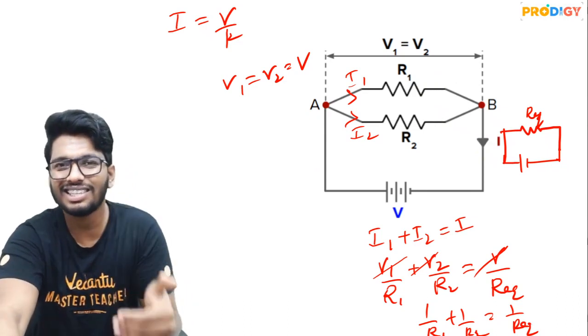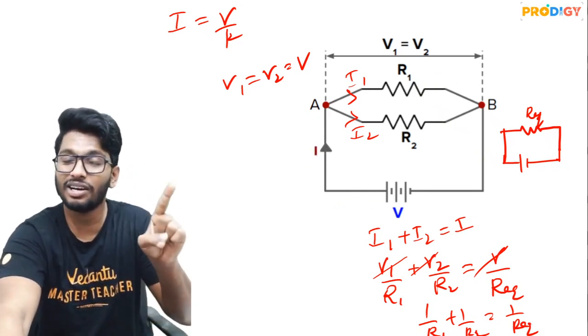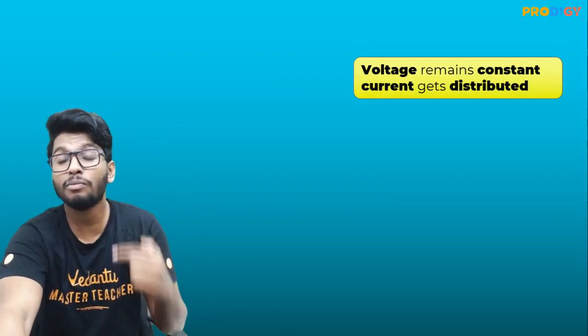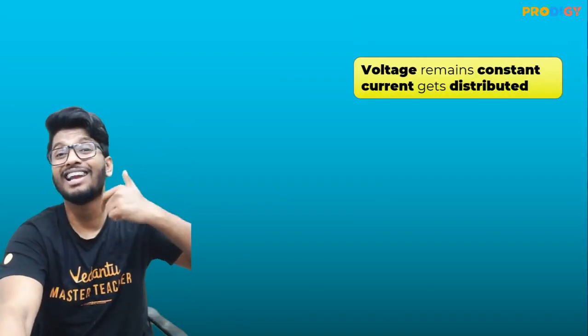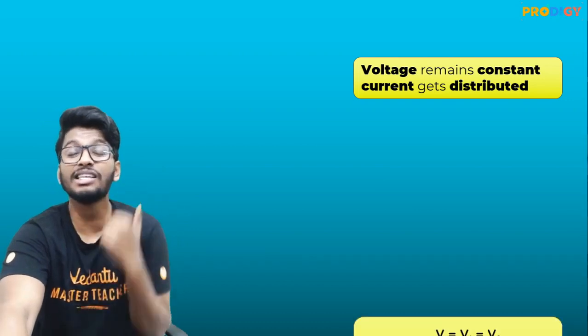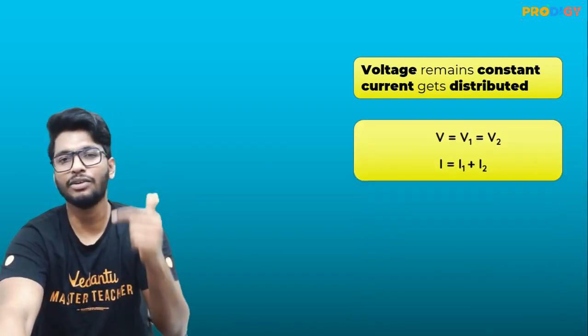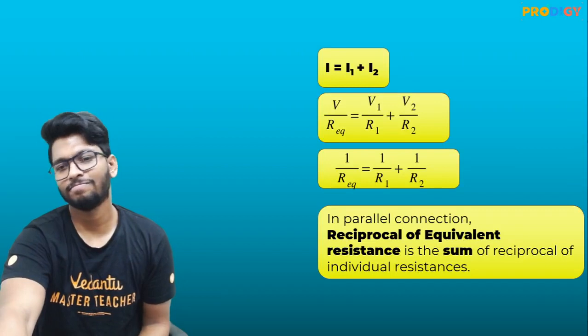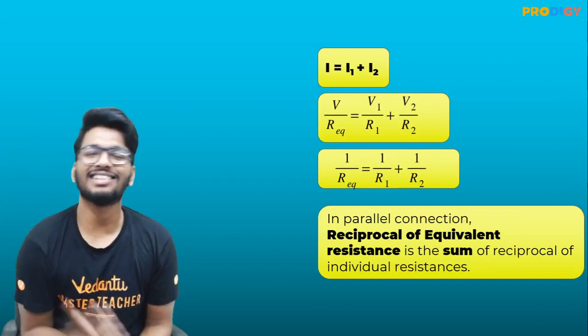So in the case of series connection, it was R equivalent is equal to R1 plus R2. In the case of parallel connection, it will be 1 by R1 plus 1 by R2. So it will be the sum of reciprocals of the individual resistors. All right, so that is the thing about parallel connection.